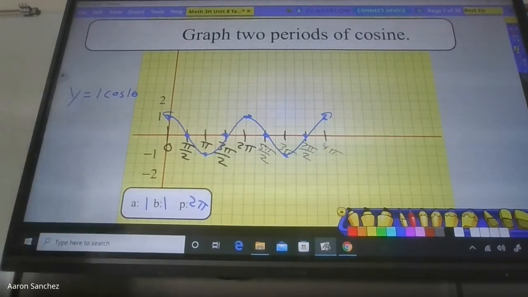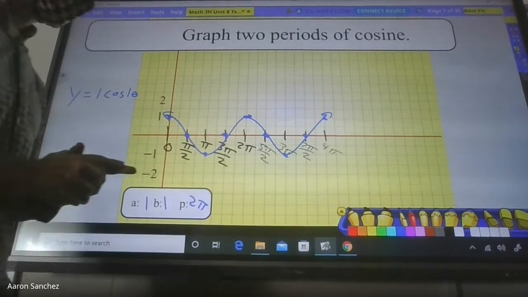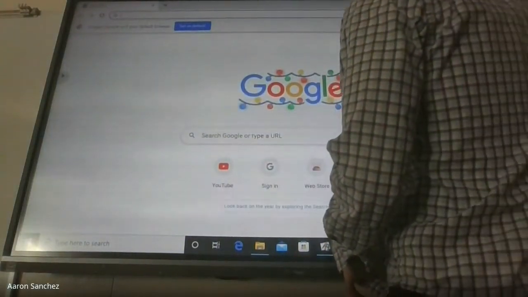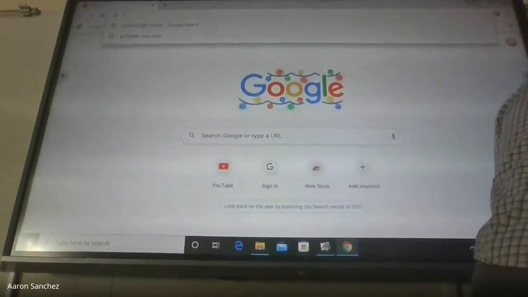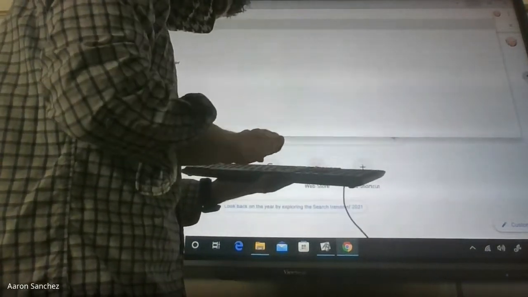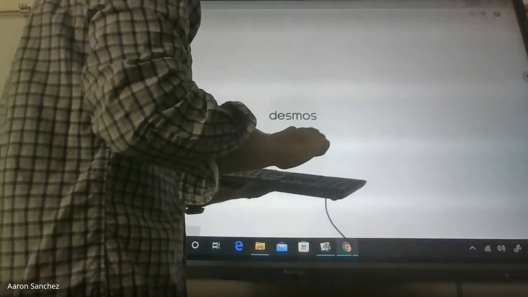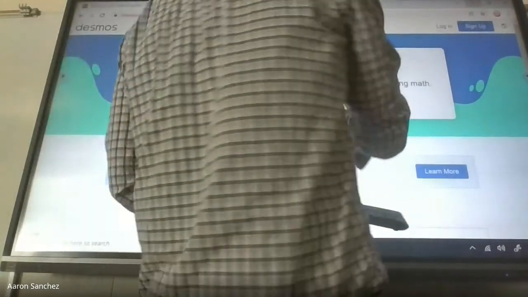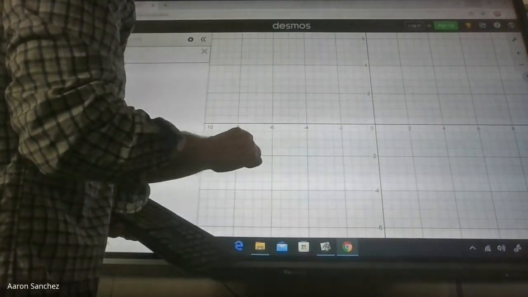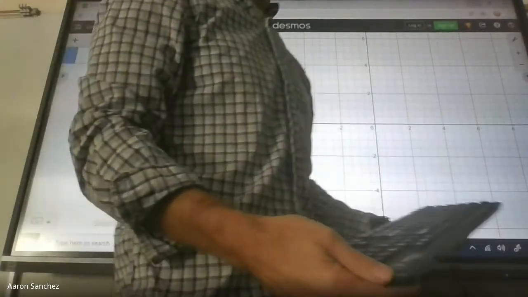Okay. Now, should I do the B now? Let's do the B. Get your Chromebooks out. I'm going to erase this. Let's do the B. I'm going to Desmos. Okay. On Desmos. We got a second to get on Desmos.